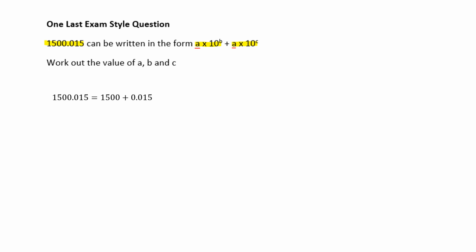And then it's just a case of changing them to standard form and then checking, does that look like the actual form they want? Yes, I've got A times 10 to the B, so I've got 1.5 times 10 to the 3, A times 10 to the C, 1.5 times 10 to the minus 2. Yep, seems in order. So A is 1.5, B is 3, and C is minus 2. Just don't be scared of this type of question. If you see it, it's just a case of splitting the number up quite straightforwardly.